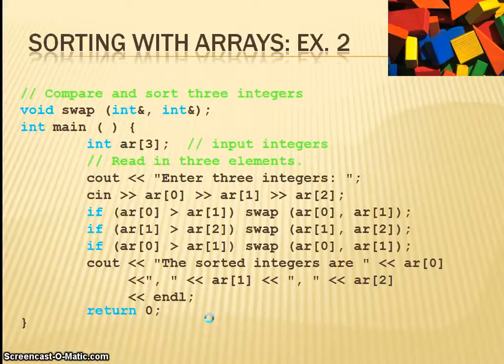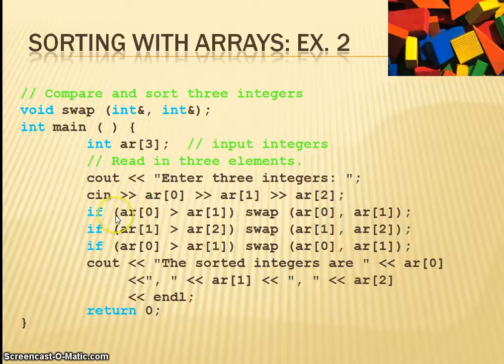Next one is for sorting elements. The next example is for sorting three integer values. For that we have to use a function void swap with int and int, and within the main function we can get an array of three values, a of 3. So we have to read the three integer values a[0], a[1] and a[2]. We have to compare the three values.